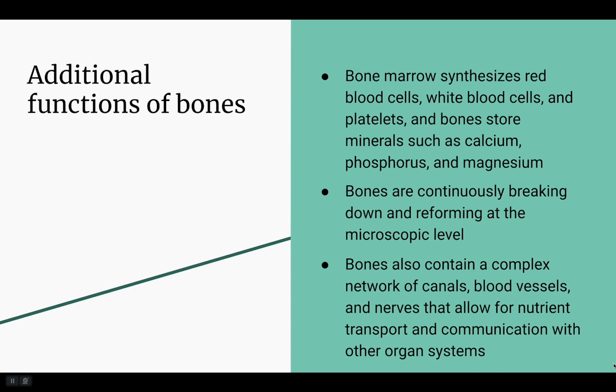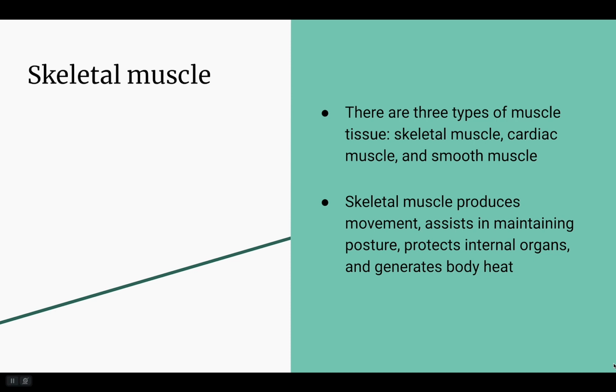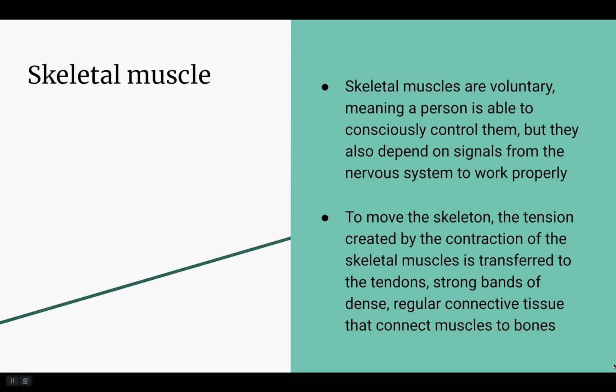There are 3 types of muscle tissue, including skeletal muscle, cardiac muscle, and smooth muscle. Skeletal muscle produces movement, assists in maintaining posture, protects internal organs, and generates body heat. Skeletal muscles are voluntary, meaning a person is able to consciously control them, but they also depend on signals from the nervous system to work properly.